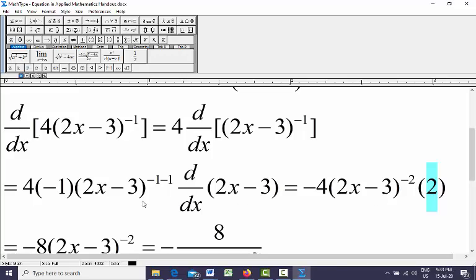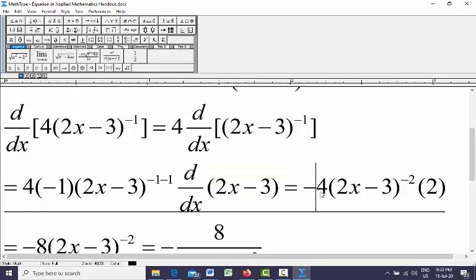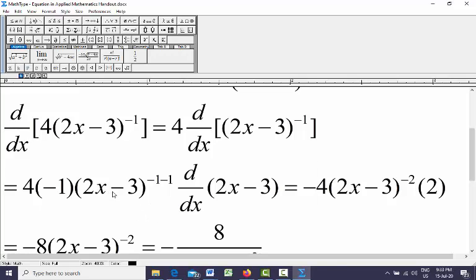And now from this one we get minus 1 multiplied by this 4. We can write minus 4. And then we have 2x minus 3, and on top of that we have minus 1. So the power will be minus 2.